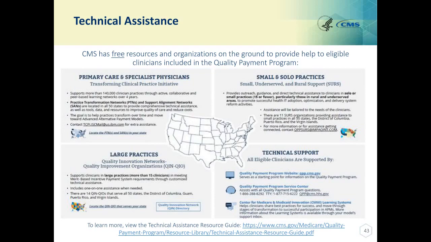I anticipate many will probably either be working with our large practices, the Quality Innovation Networks, or maybe even our small, underserved and rural support initiative. You can get some really great resources, feedback, and help in finishing out 2018 strong, preparing for submission, and certainly preparing for the 2019 performance period. And of course, we always provide assistance through our Quality Payment Program website, qpp.cms.gov, that we've talked a little bit about earlier, as well as our Quality Payment Program Service Center, and both the phone number and email address for our Service Center are available on that infographic.